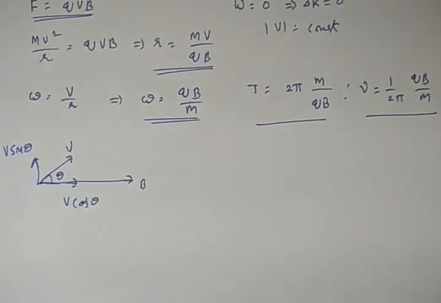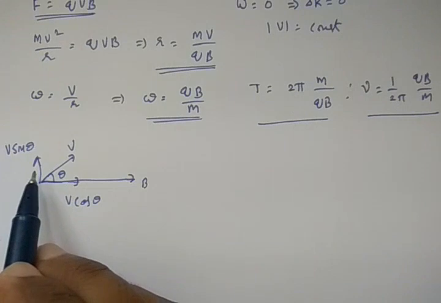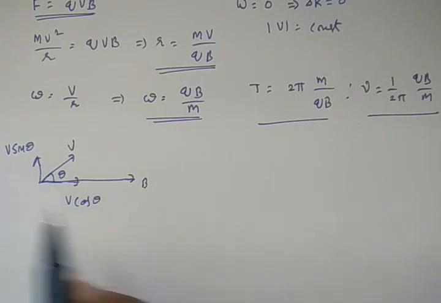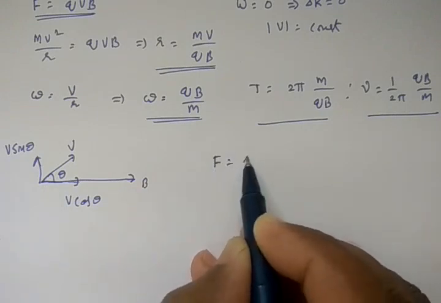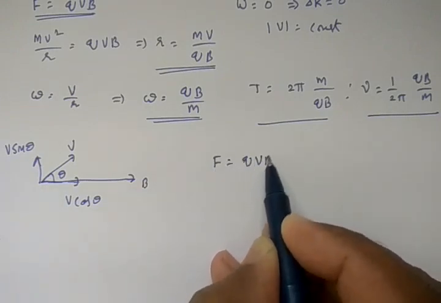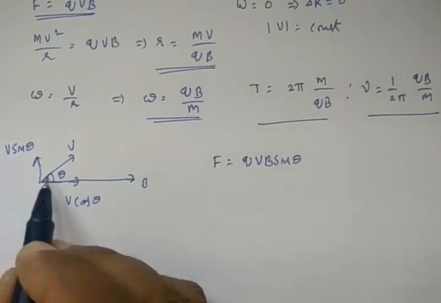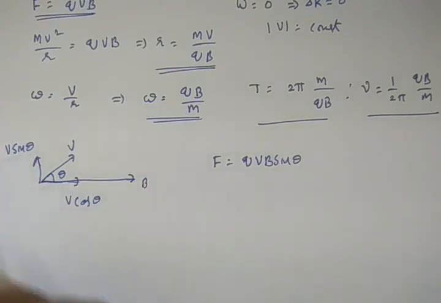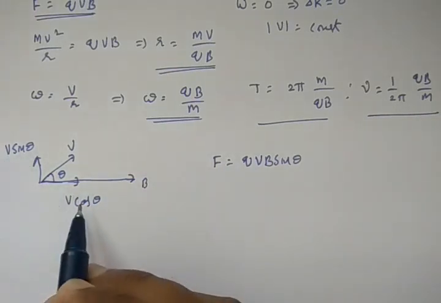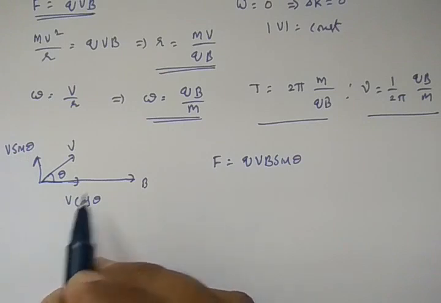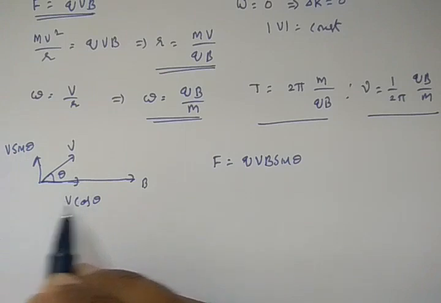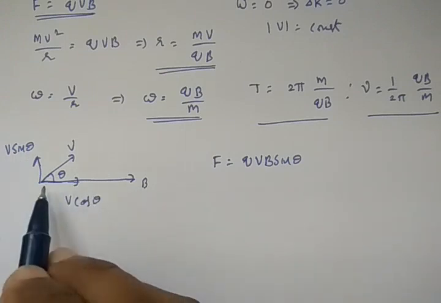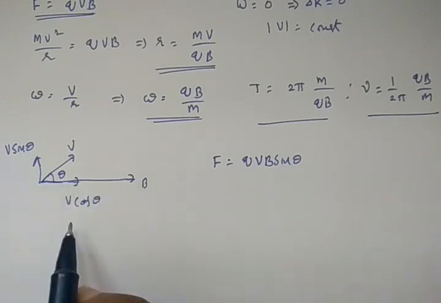So now, because of this component, you will see a force, and that force equals q v B sine theta. This is the force because of this component of velocity. Because this other velocity component is acting along the B direction, you see no force. So there is no force along this direction. Whenever there is no force along this direction, the velocity remains the same.